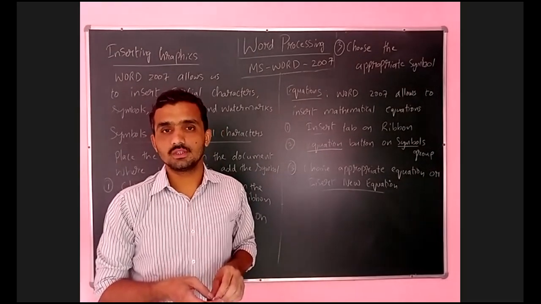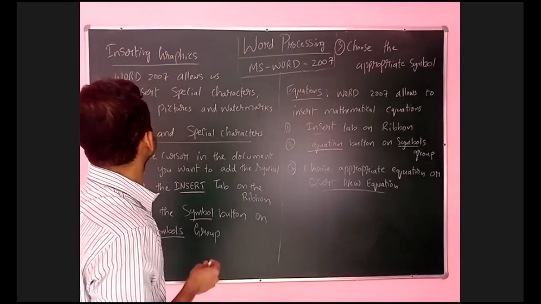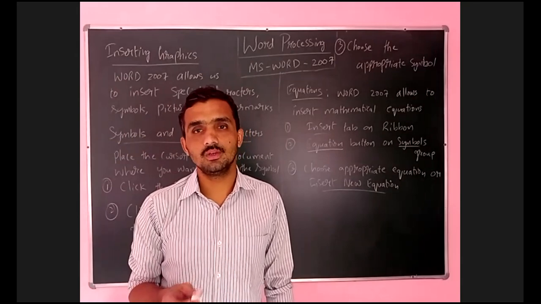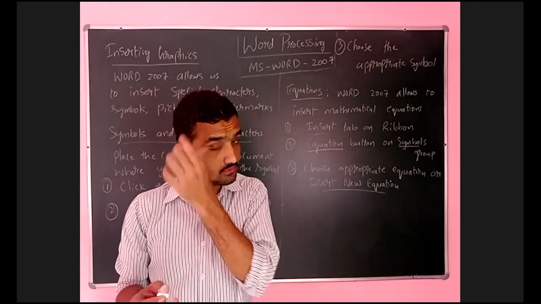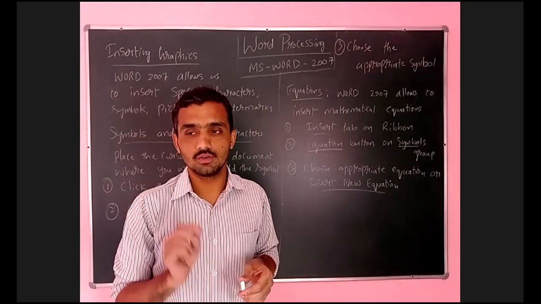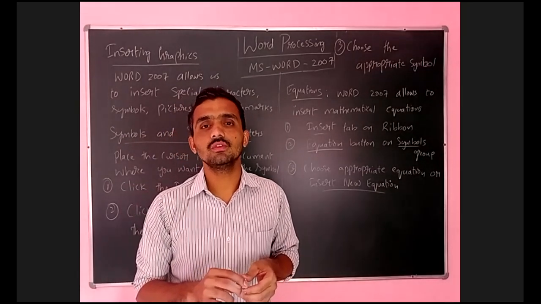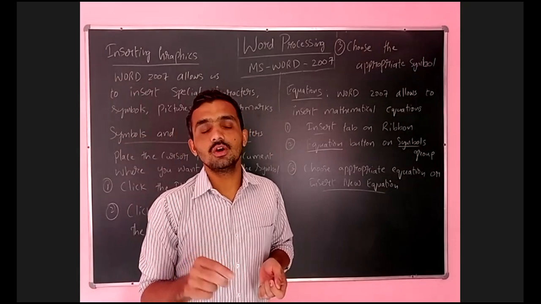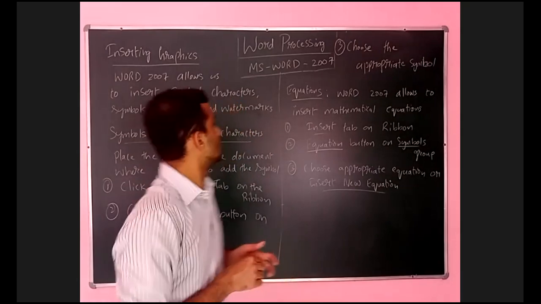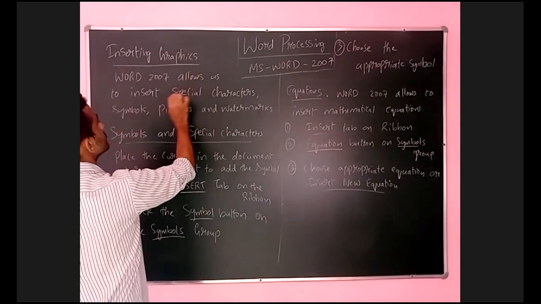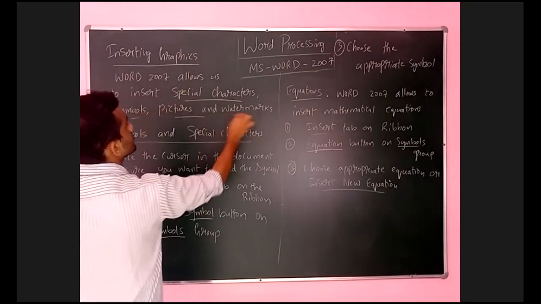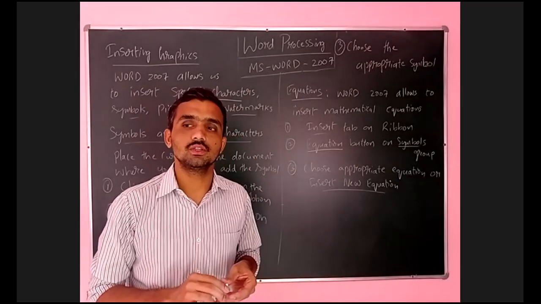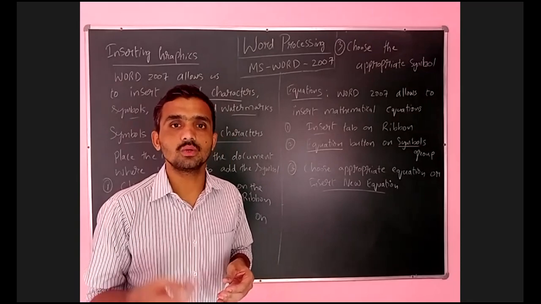So we will look at the further topics. Inserting graphics. I think this word is very familiar. Graphics means which we can deal with images, videos, and all. In MS Word 2007, we can add special characters, symbols, equations, that is mathematical equations, or some images. Word 2007 allows us to insert special characters, symbols, pictures, and watermarks. These facilities are there in MS Word to add a picture, a special character, a symbol, an equation, and all.